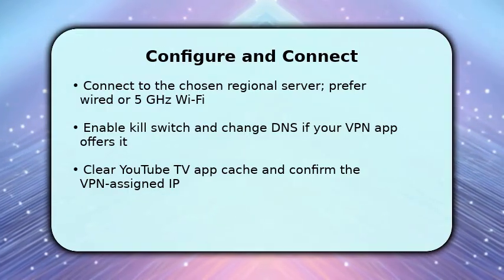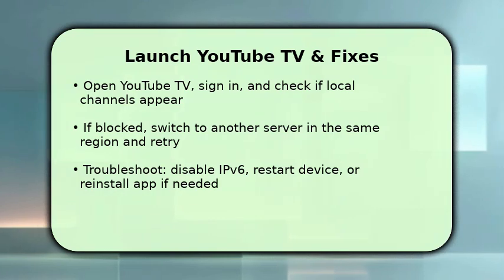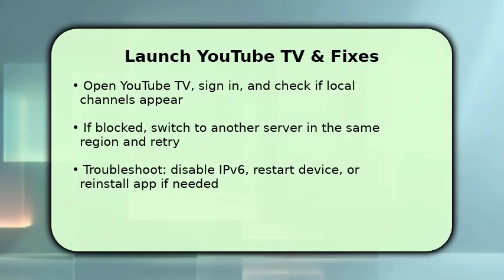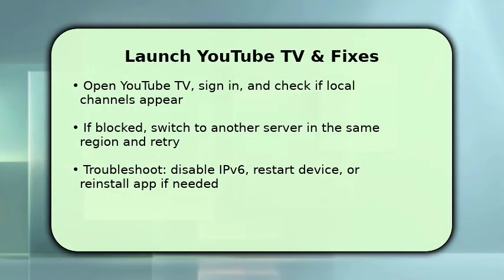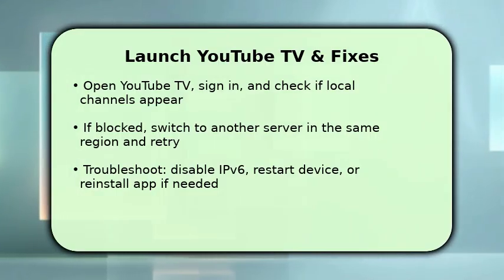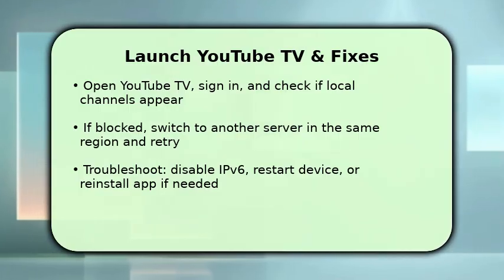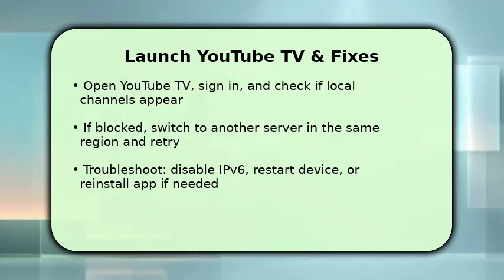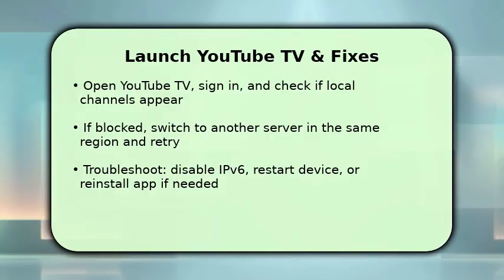Now open YouTube TV and sign in. You should see local channels and be able to stream. If playback shows a location error, switch to a different server in the same region and reconnect, because some servers are blacklisted. Make sure to disable IPv6 on your device if leaks persist, restart the app or device, and reinstall the YouTube TV app only if problems continue. These steps usually clear session or DNS issues and restore normal streaming.